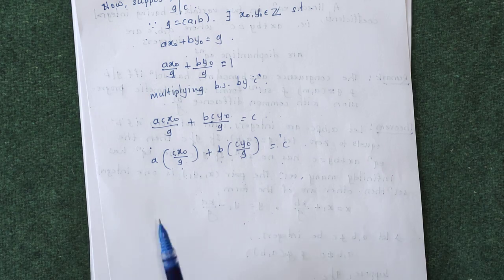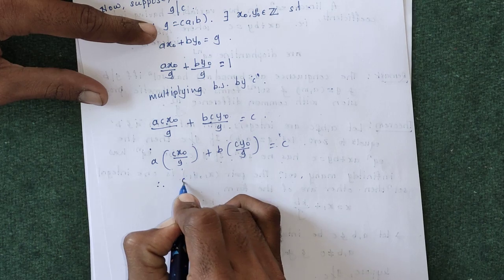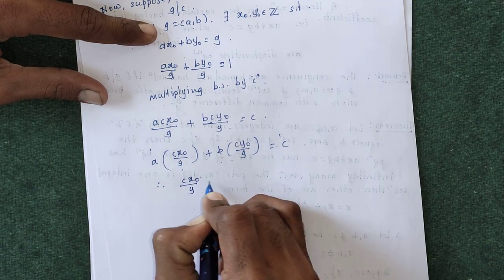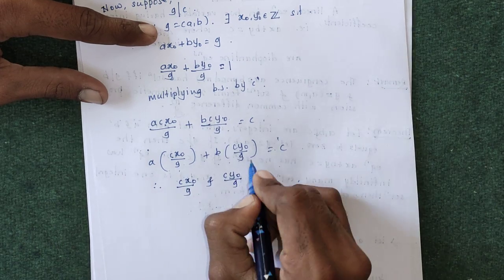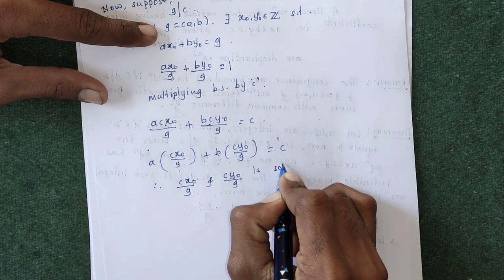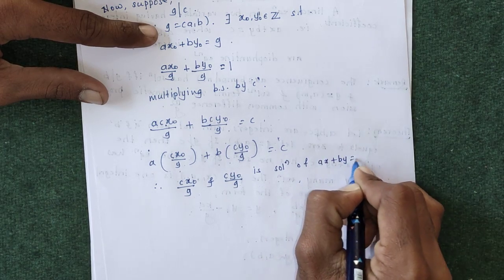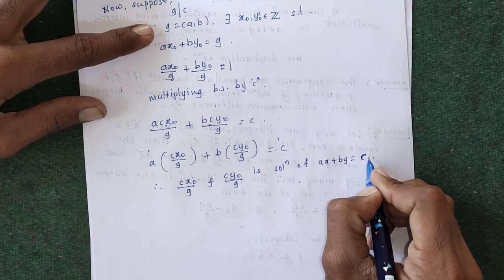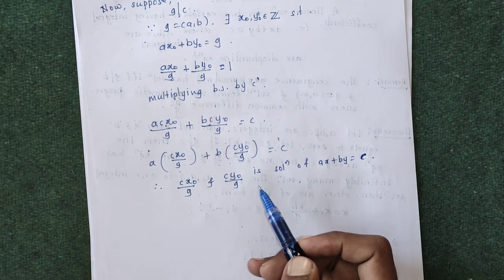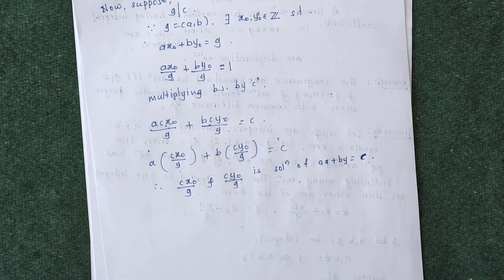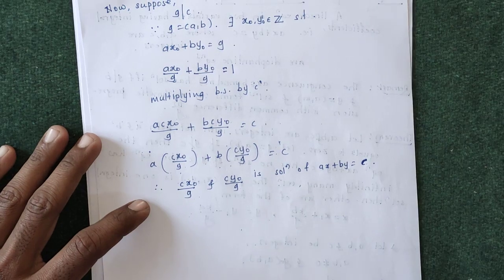So x naught, y naught belong to the integers, that is, they are some integers. So for any x naught, y naught we will get some different solutions. Therefore we get C x naught by G and C y naught by G is a solution of Ax plus By is equal to C. Hence, if our G divides C, then this Diophantine equation has a solution, and this Diophantine equation has infinitely many solutions since x naught, y naught are integers.